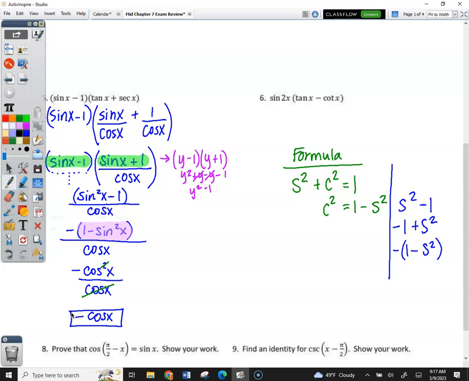Which is exactly why I wanted to work that one, because you got the multiplying difference of squares. Then you've also got this tricky little, I'm going to pull a negative to the front. This doesn't come up a lot, so I wanted to make sure and go over it.